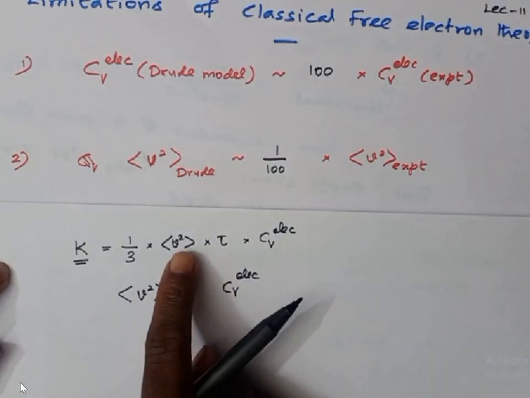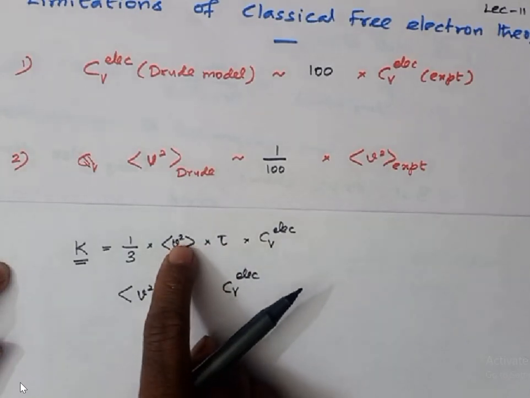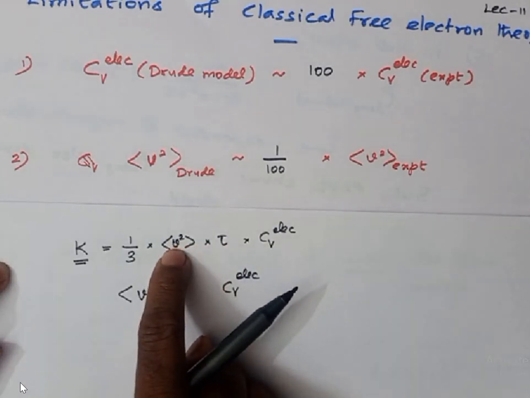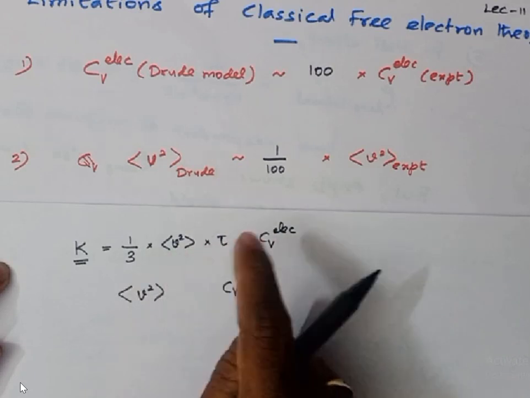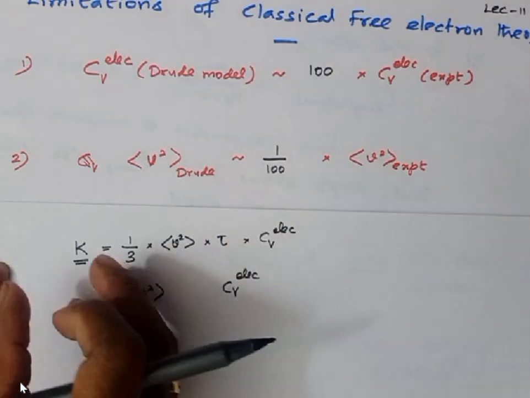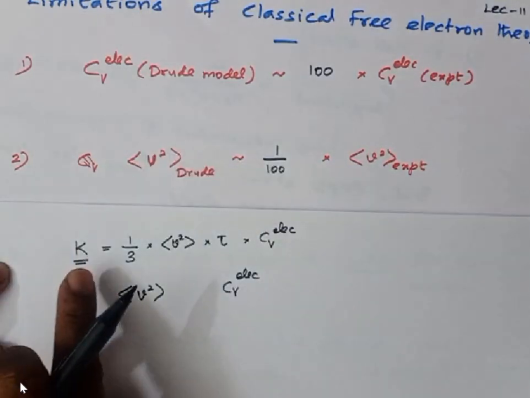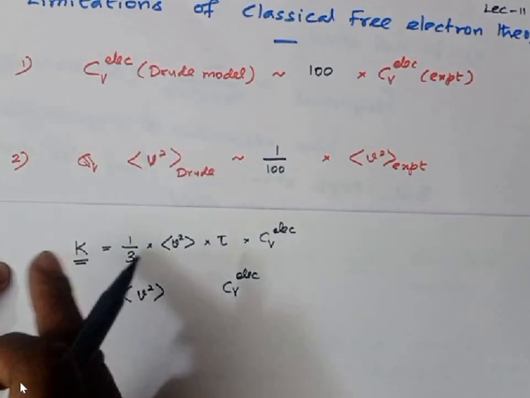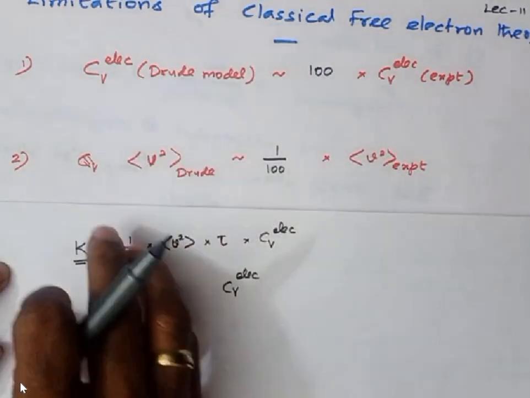But when we multiply this and this, this value is 100 times lesser than the experimental value and this value is 100 times greater than the experimental value, so the hundreds get cancelled. That's why the K value almost agrees with the experimental value, but it doesn't mean that this equation always works well.